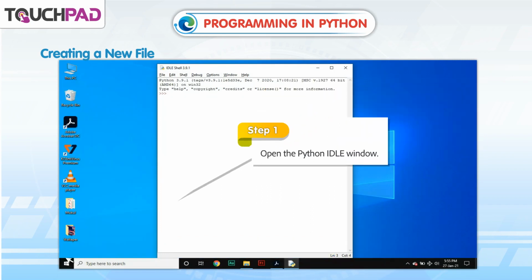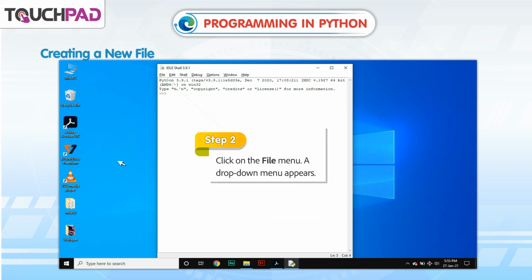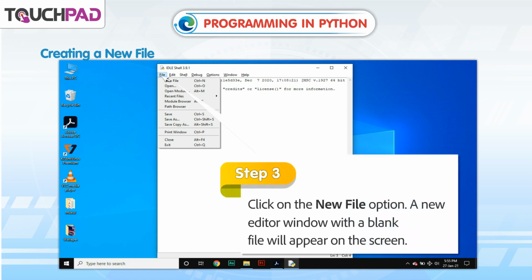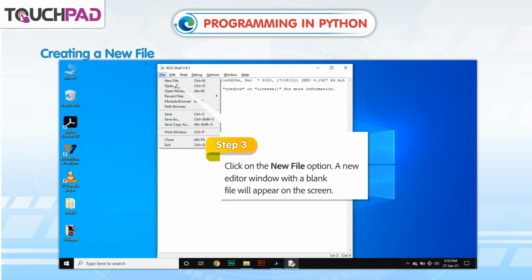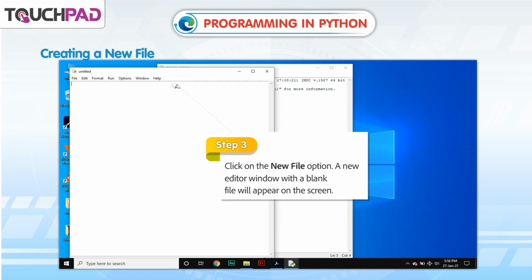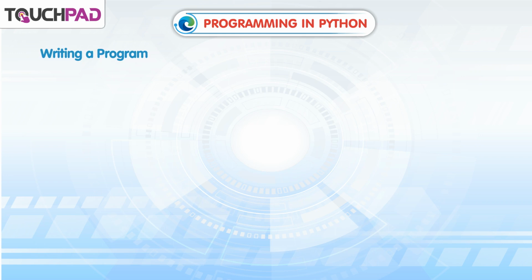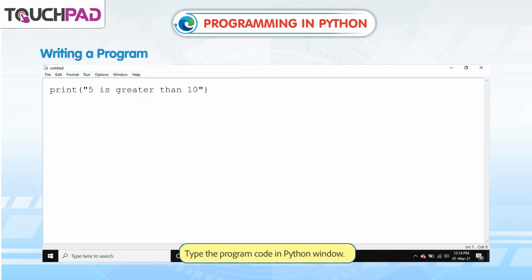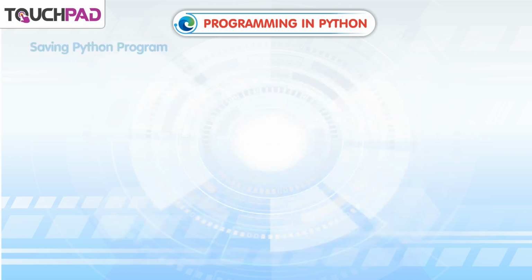Step 1. Open the Python IDLE window. Step 2. Click on the File menu. A drop-down menu appears. Step 3. Click on the New File option. A new editor window with a blank file will appear on the screen. Writing a program. Type the program code in Python window.